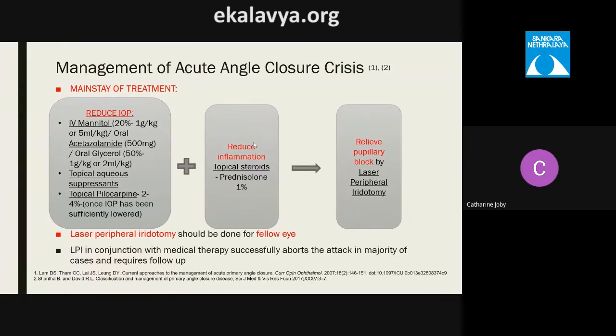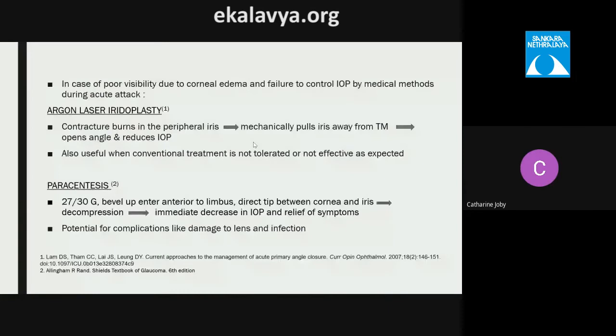Laser peripheral iridotomy should be done for the fellow eye also. Iridotomy in conjunction with medical therapy successfully aborts the attack in the majority of cases and requires follow-up. In case of poor visibility due to corneal edema and failure to control IOP by medical methods during acute attack, argon laser iridoplasty or paracentesis can be done.